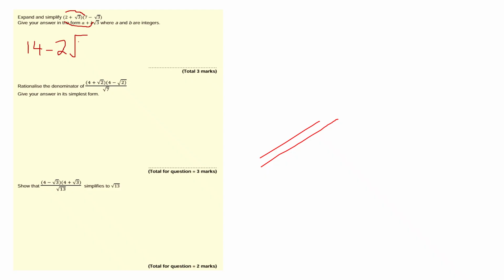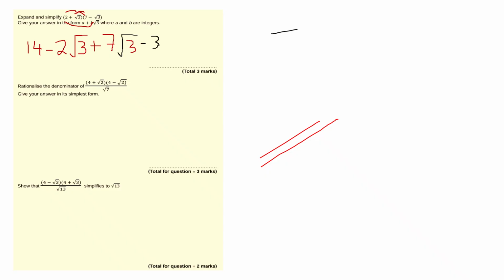Then I've got positive root 3 times 2, which makes plus 2 lots of root 3, so plus 2 root 3. And then positive root 3 times negative root 3, so root 3 times minus root 3, makes minus root 9, which is just 3.